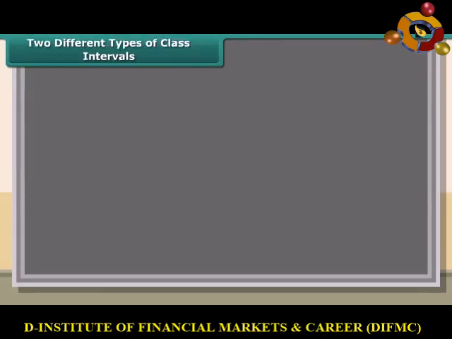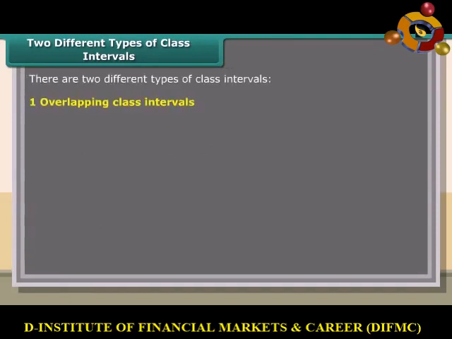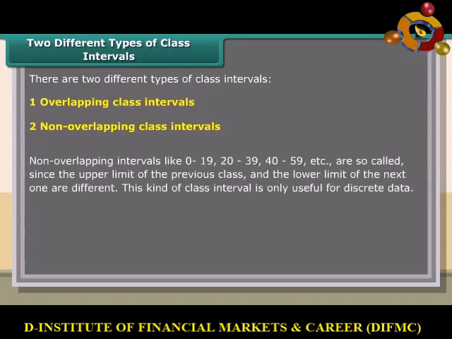Two different types of class intervals. There are two different types of class intervals: 1. Overlapping class intervals. 2. Non-overlapping class intervals. Non-overlapping intervals like 0 to 19, 20 to 39, 40 to 59, etc.